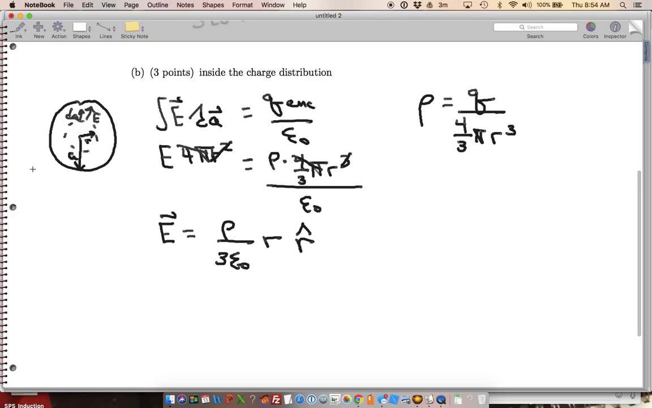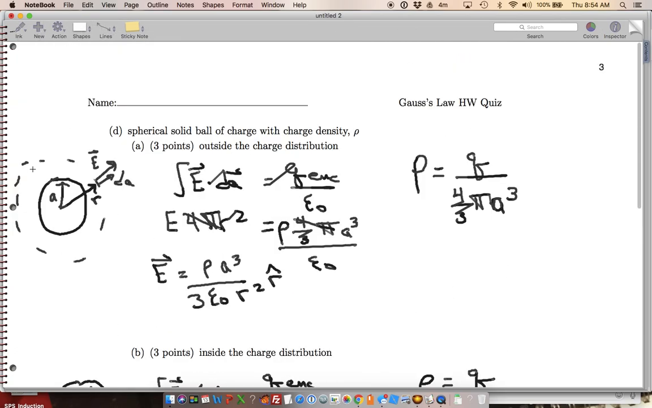So that's it. Those are the main simple Gauss's law examples, and then you can apply those to any other Gauss's law problem as it becomes more complex.